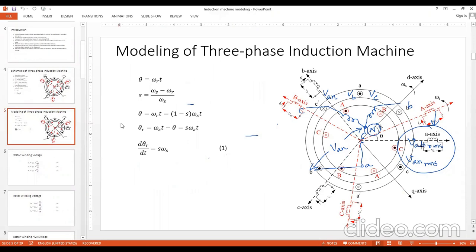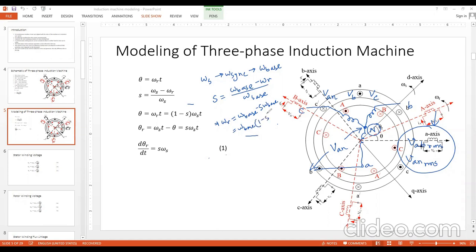From this slide, you can also relate that, because omega s is the synchronous speed, remember, and that is also taken as the omega base. So clearly, s is nothing but omega base minus omega r by omega base. So we can also write s omega base. So omega r equals omega base minus s into omega base, and then omega r is omega base into 1 minus s.